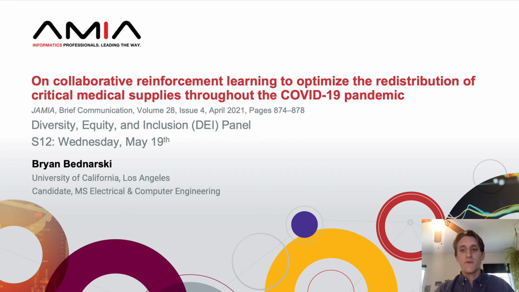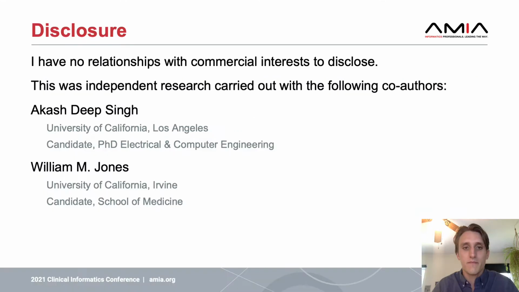I'm a master's candidate with UCLA Electrical and Computer Engineering, and today I'll be discussing my recent work titled On Collaborative Reinforcement Learning to Optimize the Redistribution of Critical Medical Supplies Throughout the COVID-19 Pandemic. I want to note that this work was done in collaboration with my two co-authors, Akashdeep Singh at UCLA and William Jones at UC Irvine. We completed this study in the fall and currently have plans to continue developing some extensions in future work.